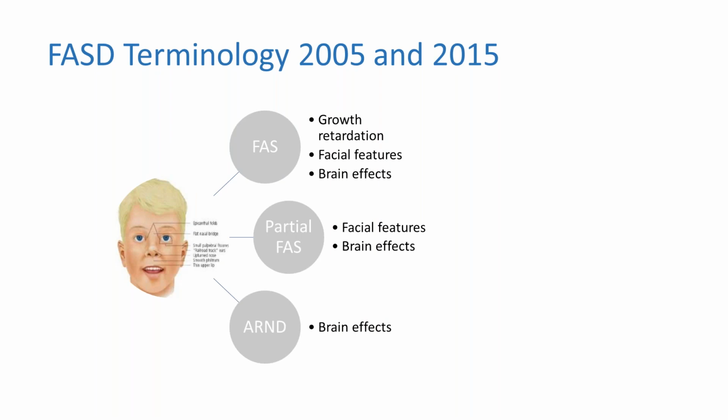So some of you might be familiar with the old terminology of FAS and partial FAS. With the new guidelines now, those two categories are FASD with sentinel facial features. And then your old terminology of ARND is now FASD without sentinel facial features.